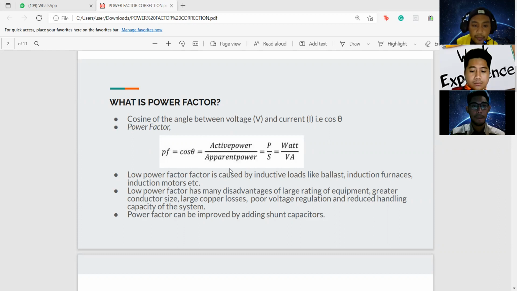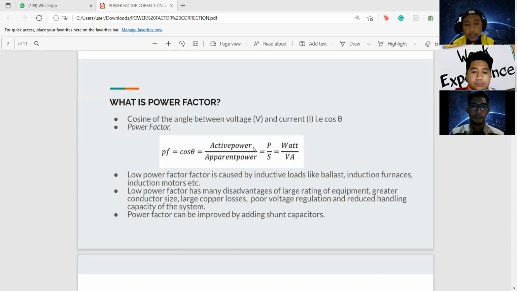Low power factor is caused by inductive loads like ballast, induction furnaces, induction motors, etc. Next, low power factor has many disadvantages such as large rating of equipment, greater conductor size, large copper losses, poor voltage regulation, and reduced handling capacity of the system.